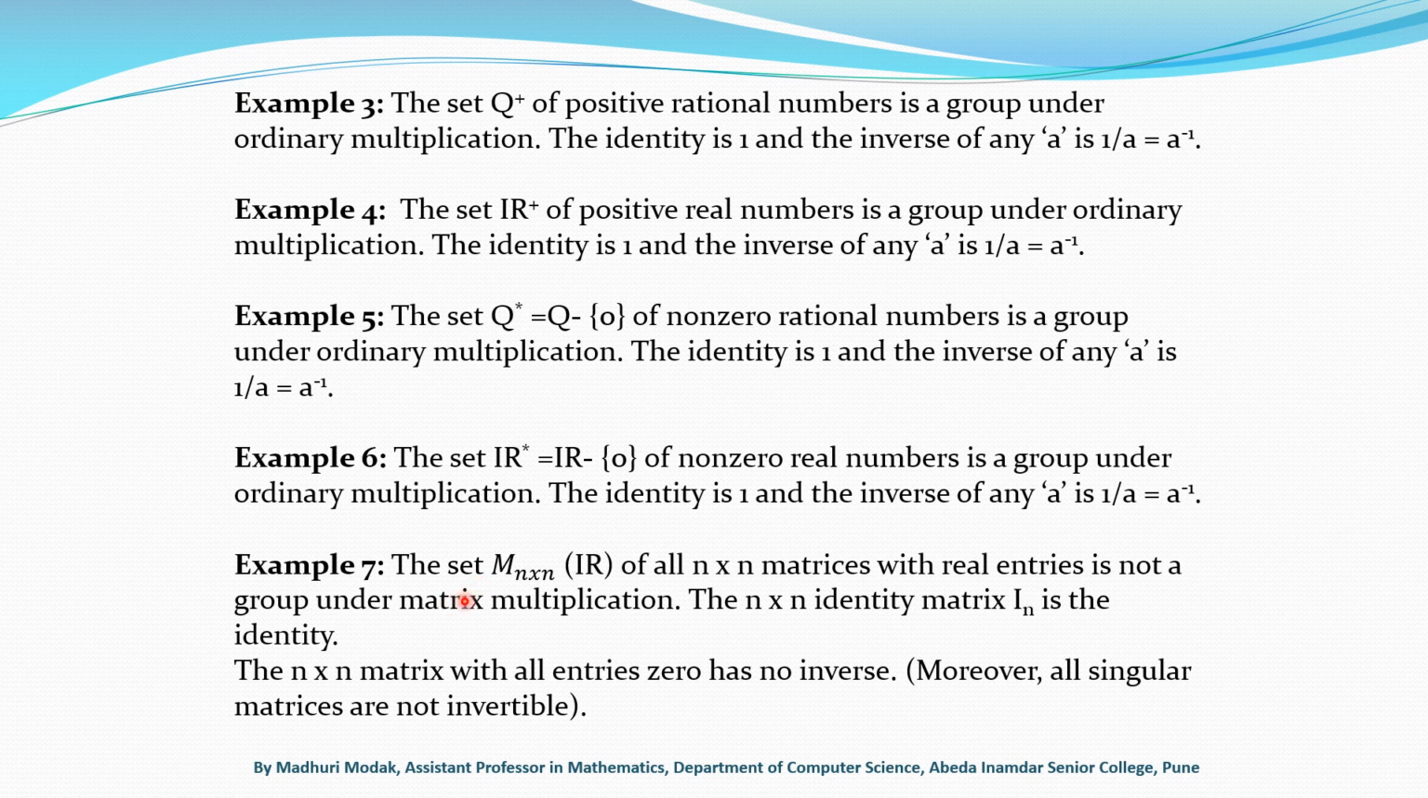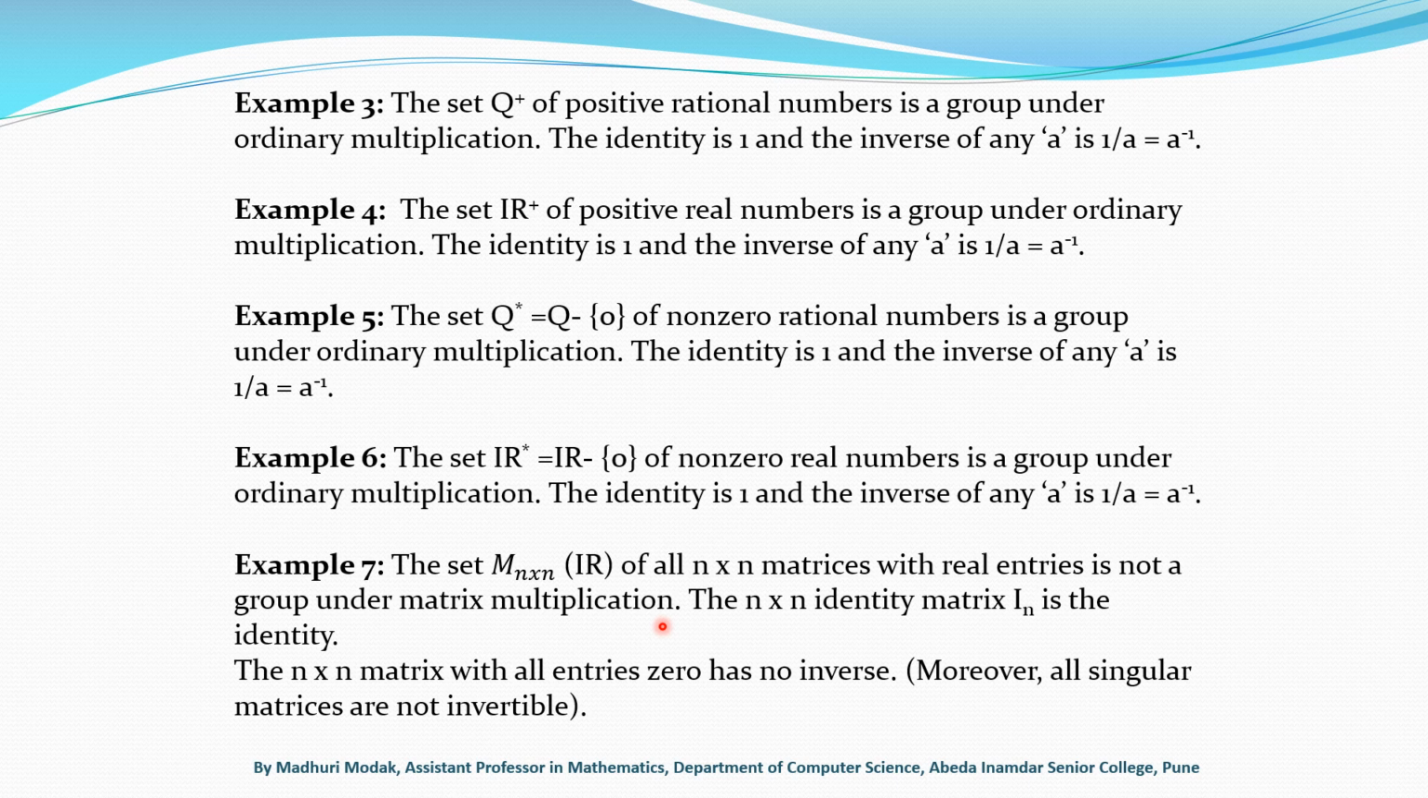Then what is the identity element for any matrix A in M n by n R? There exists an identity matrix In of order n by n such that A into In is equal to In into A is equal to A. So the identity matrix of order n means n rows, n columns with all diagonal entries 1 and non-diagonal entries 0, that forms an identity element of M n by n R with respect to multiplication. But for the inverse of some matrix A in M n by n R, there must exist B such that AB equal to BA is equal to In.